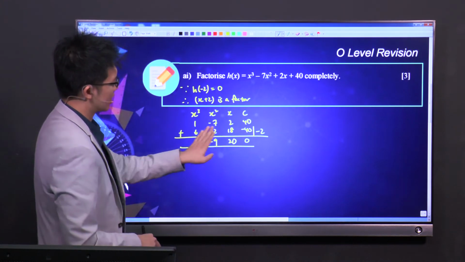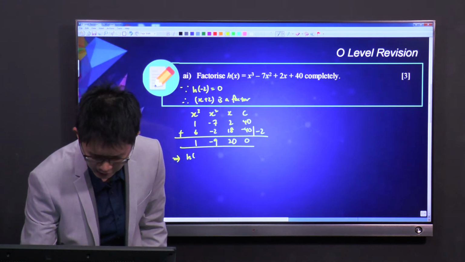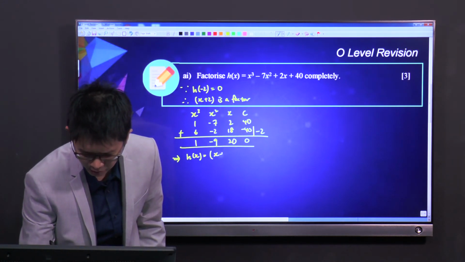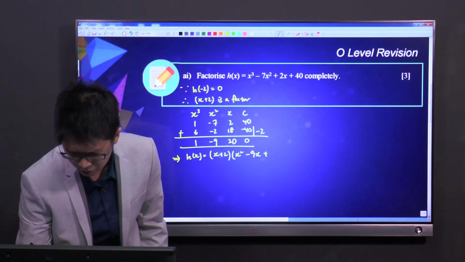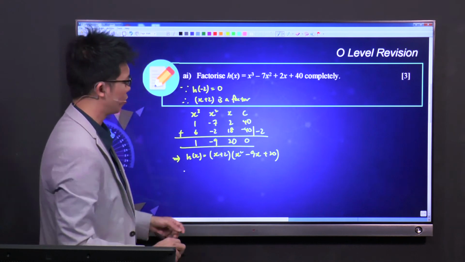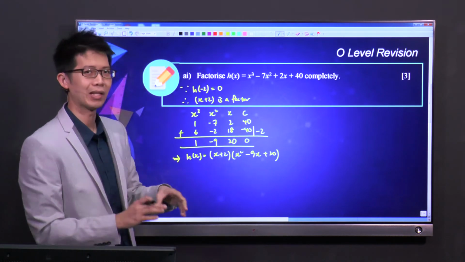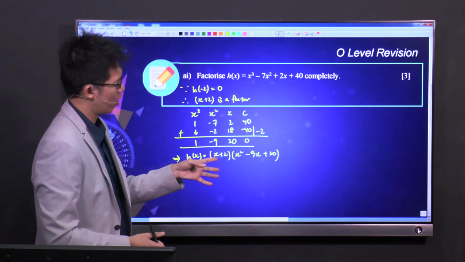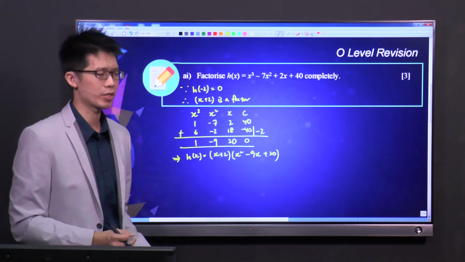So this is our quotient. Therefore, h(x) is actually equal to (x plus 2)(x squared minus 9x plus 20). You would have gotten this yourself if you had done the long division or compared coefficients.